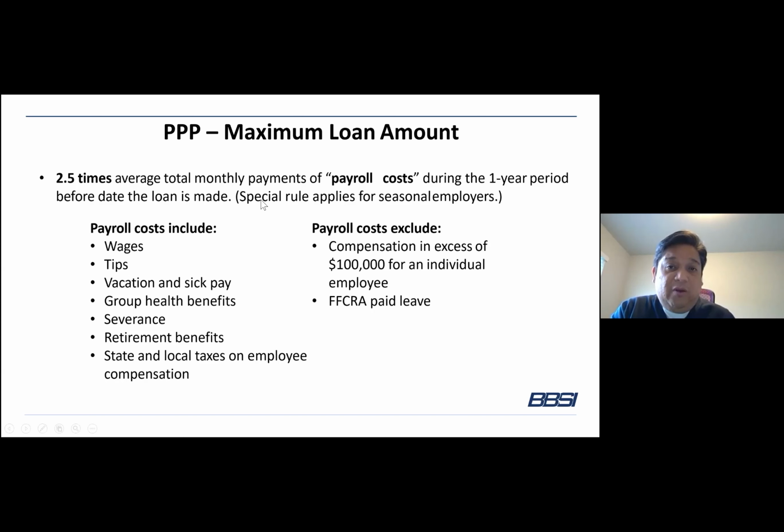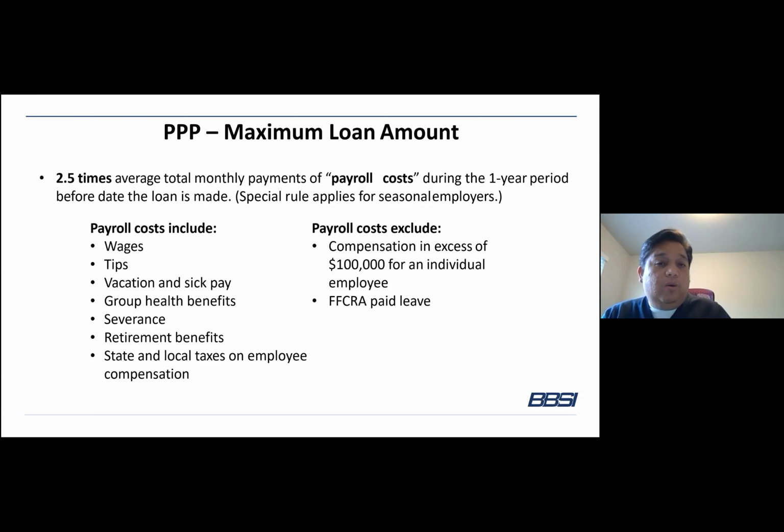Again, the maximum loan amount as far as calculation is 2.5 times average total monthly payments of payroll cost during the 1-year period prior. Now, for those businesses that were just recently installed, you would have to work with your SBA administrator or loan officer to understand how to calculate that. But this is typically the guidelines.